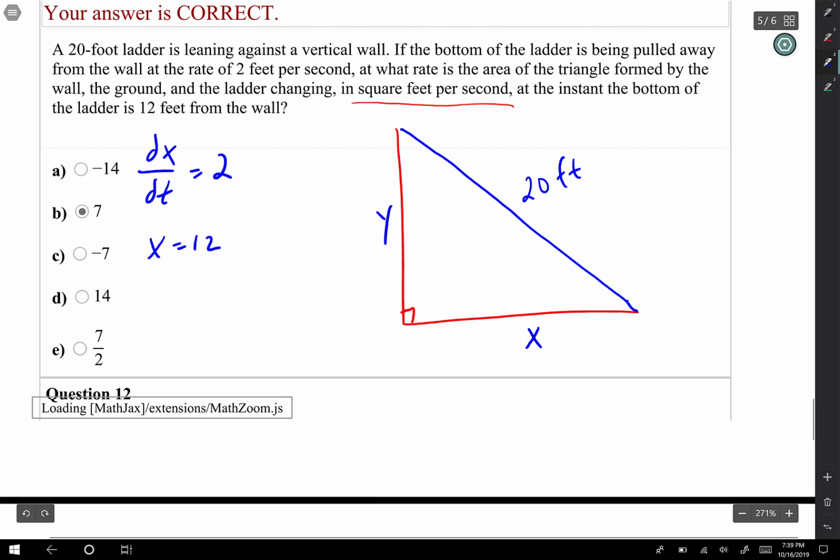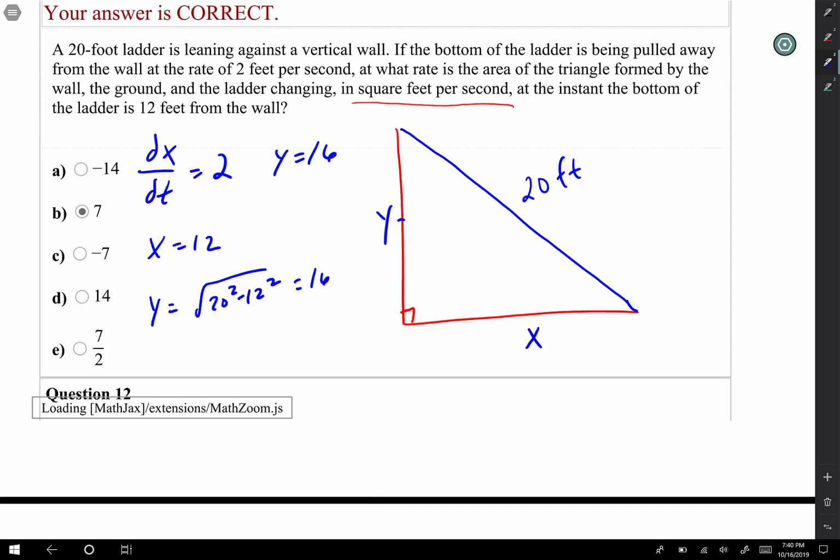So that means we can get y really fast. y has to be the square root of 20 squared minus 12 squared. So let's do that really quick, guys. 20 squared minus 12 squared is 256, and that's a perfect square, which is 16. Sorry, I almost made a mistake there. If you put the number on the picture itself, that means you're freezing it, which means it's not moving. So leave it with variables like that. All right, so y is 16, x is 12.